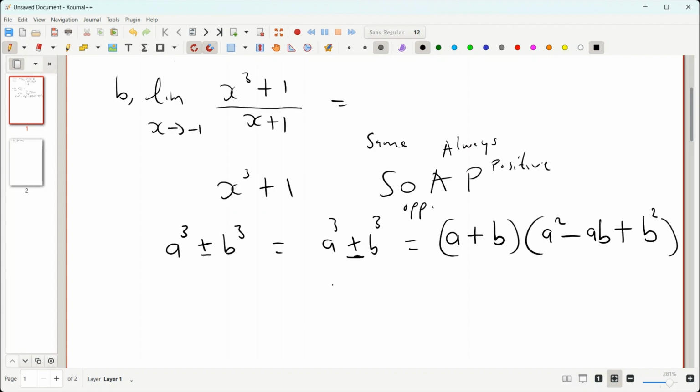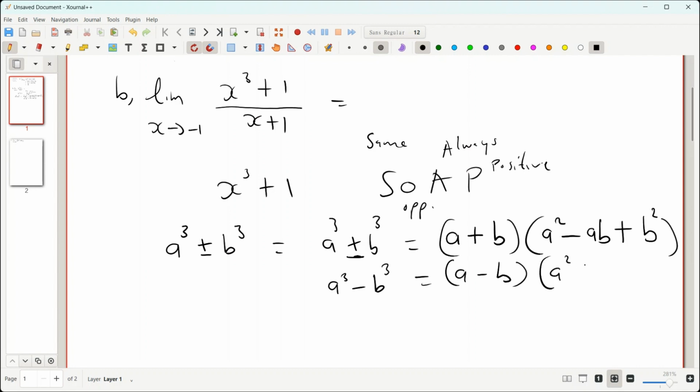And if you have a negative in this case, you can apply the same rule. You'll have your A minus B, because the first sign has to be the same. So this is negative, now it will be negative here.